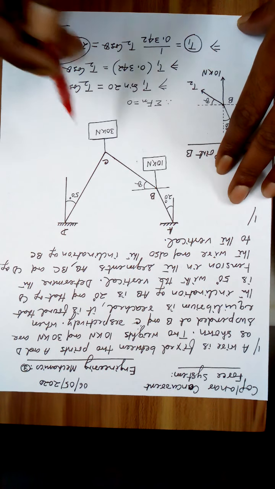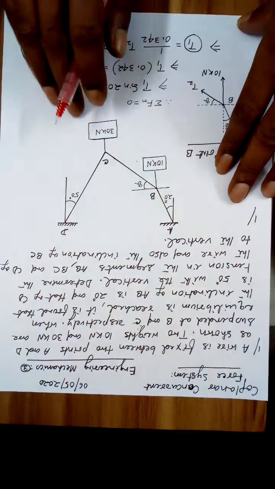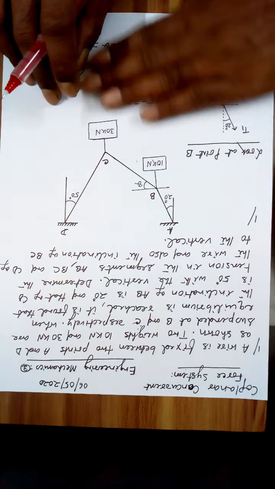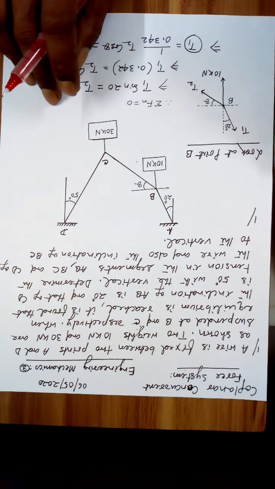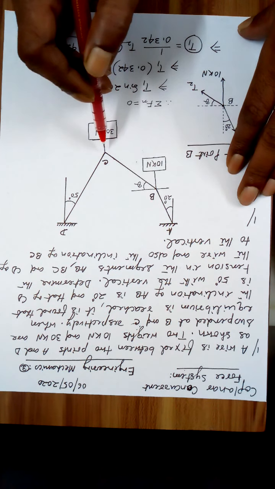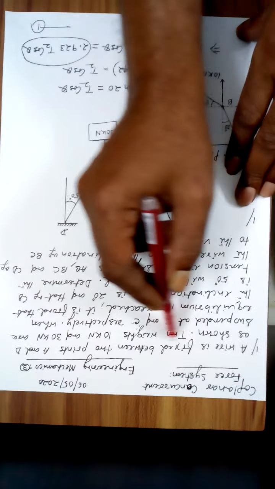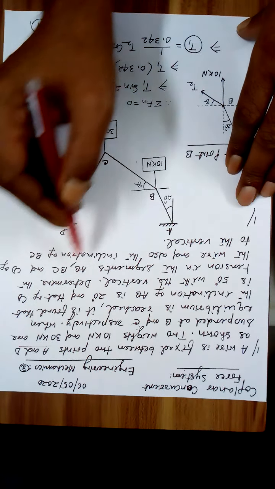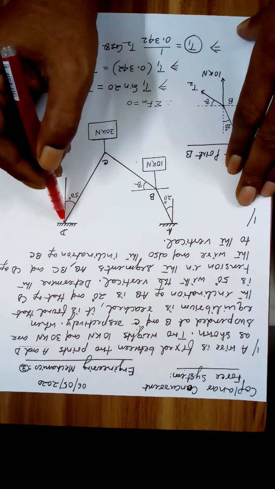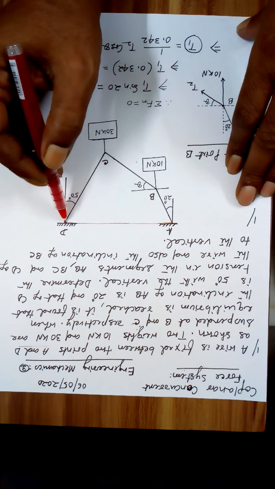So let us go to the problem. It is on coplanar concurrent forces, means forces lying on the same plane and passing through the same point, that is concurrent. Now look at the diagram as well as the statement here. A wire is fixed between 2 points A and D. Here is a point A, here is a point D. A wire is initially fixed like this, right?